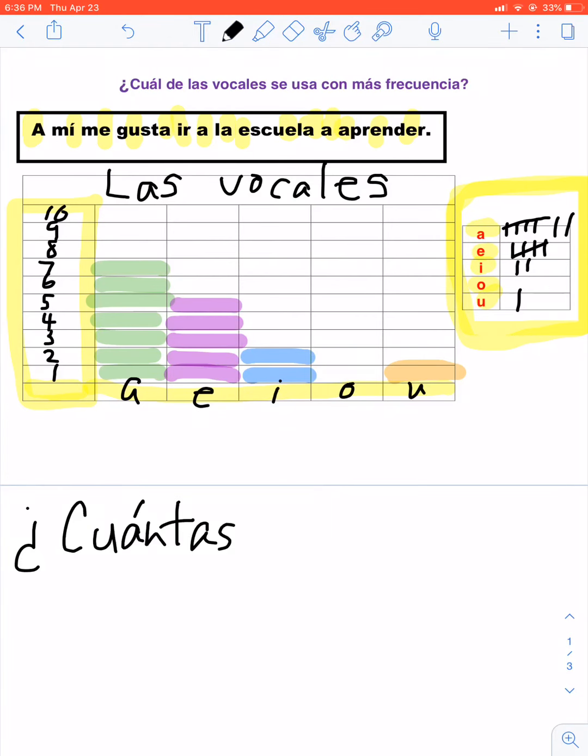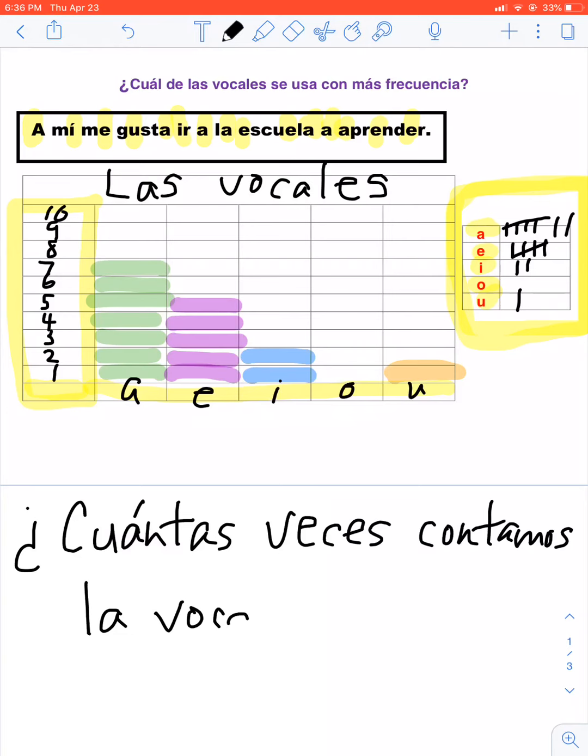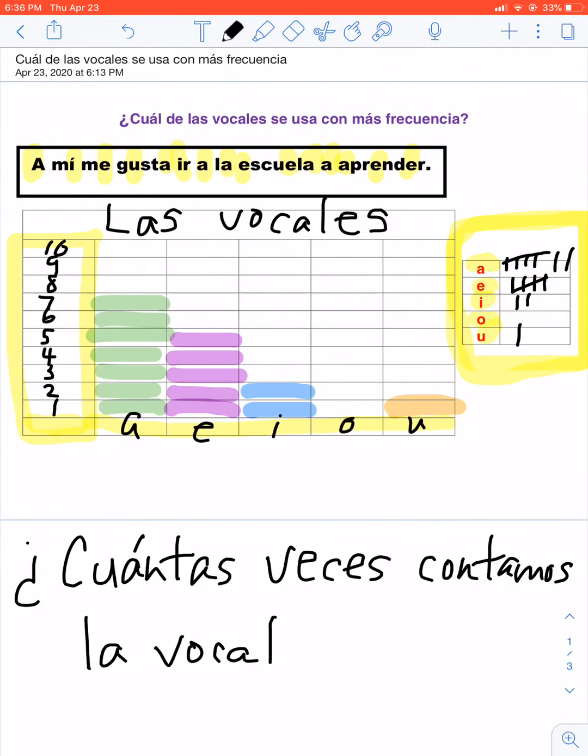¿Cuántas veces contamos la vocal U? Okay. Or I could even say la O. That'd be even trickier, right? Because we didn't count it at all.